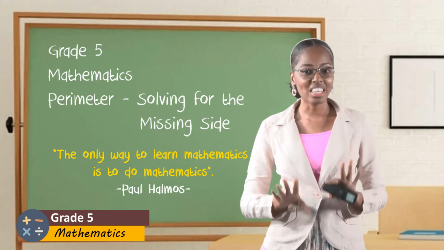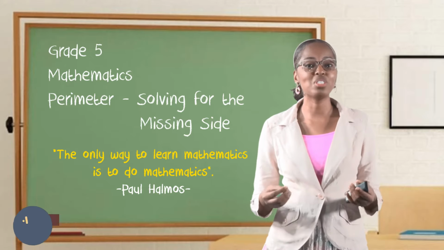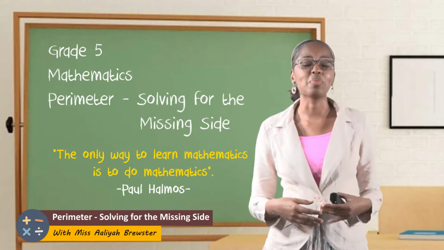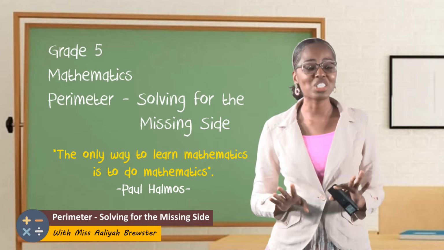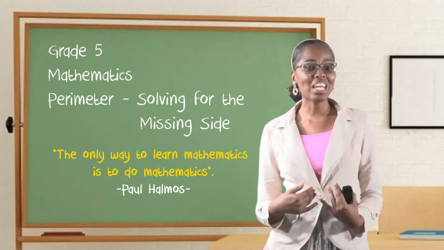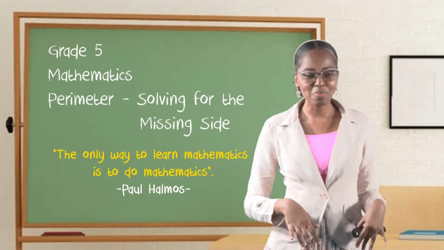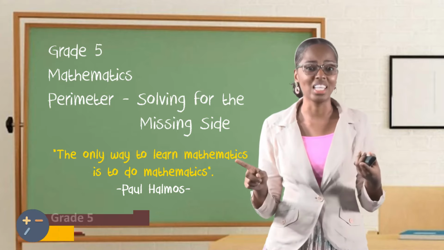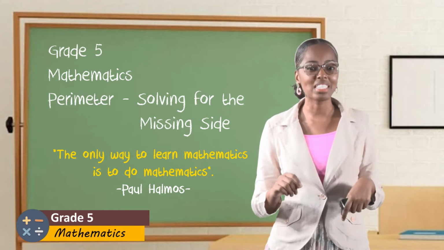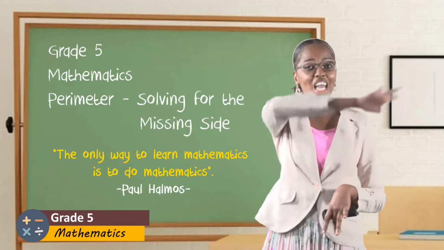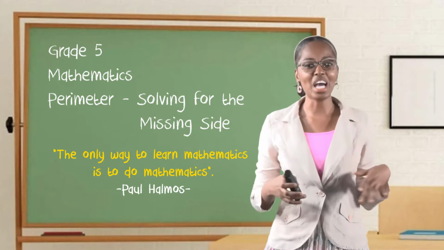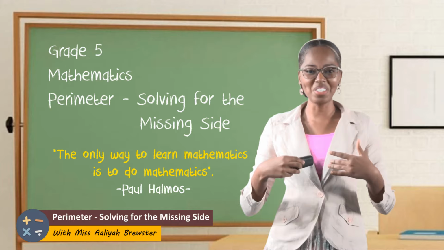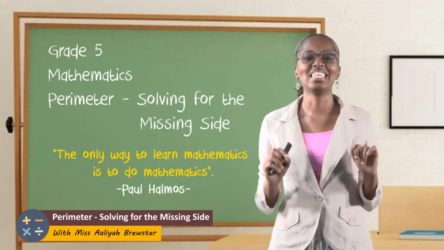For this activity, I would like you to stand and sing with me. And of course, we'll be doing some actions to this song. When I say perimeter is around, I would like you to spin. And when I say you add up all the sides, you stop spinning and you move your hand like this to add up all the sides. I'll be doing it with you. I hope I don't get dizzy. Let's begin.